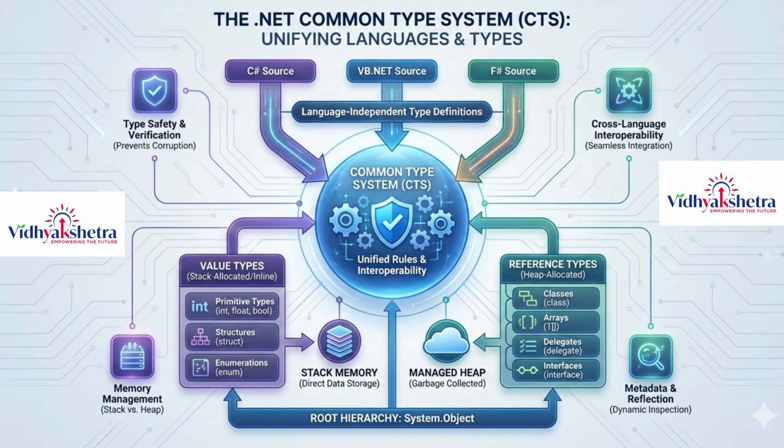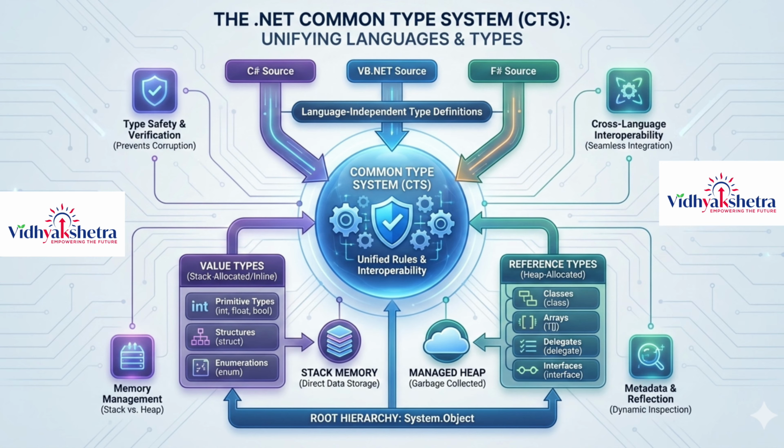The Common Type System, commonly known as CTS, is one of the most fundamental components of the .NET platform. It defines how data types are declared, used, stored, and managed at runtime. In a multi-language environment like .NET, where different programming languages such as C#, VB.NET, and F# coexist, a unified type system is absolutely necessary. CTS provides this uniformity by defining a common set of rules that all .NET languages must follow. Without CTS, it would be impossible for different languages to interact with each other reliably within the same runtime.